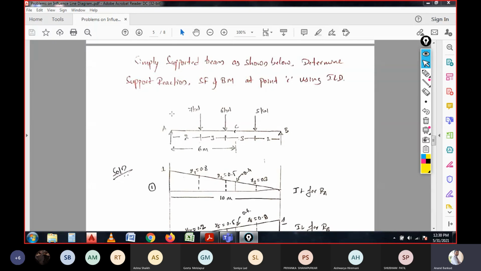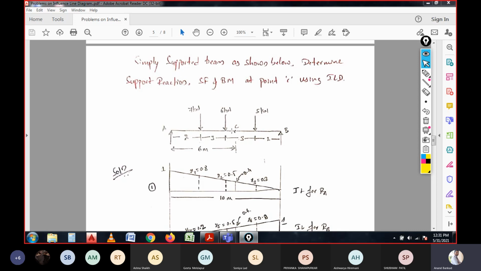The simply supported beam is given with 3 concentrated forces which are acting at distances respectively, and here they have asked to calculate the shear force and bending moment at the point C, which is 6 meter away from the left support, or we can say 4 meter away from the right support. In the question they have given it is 6 meter away from the right support.